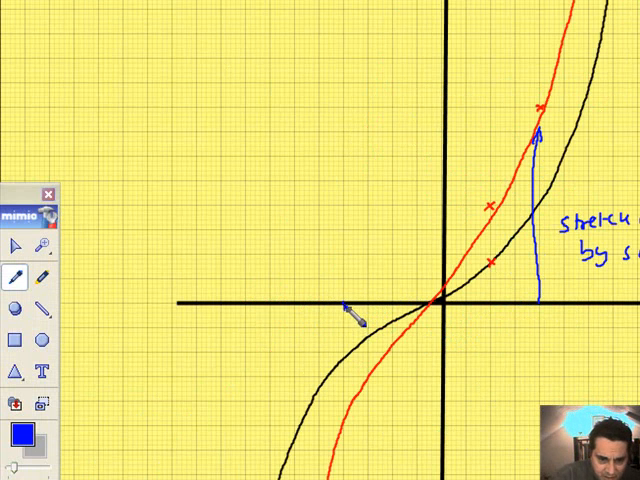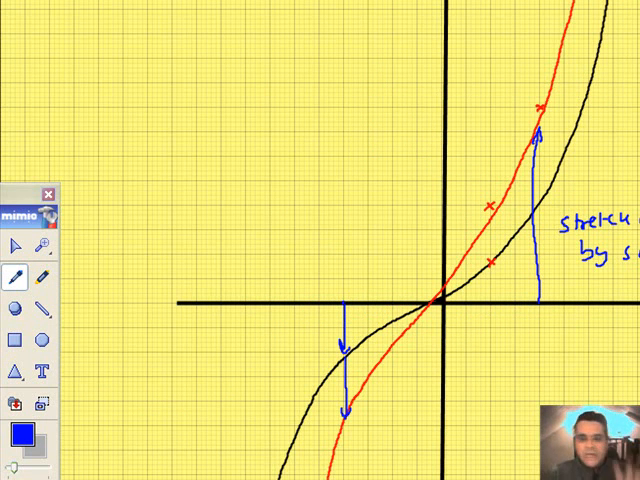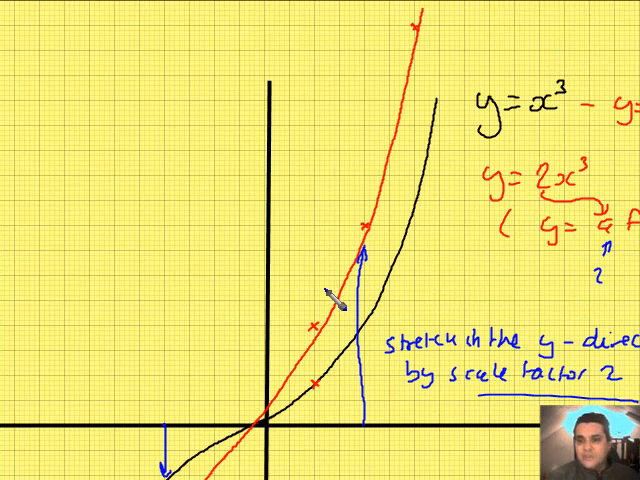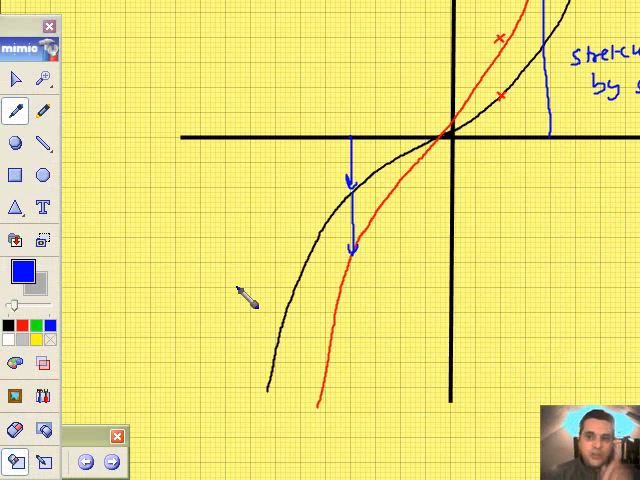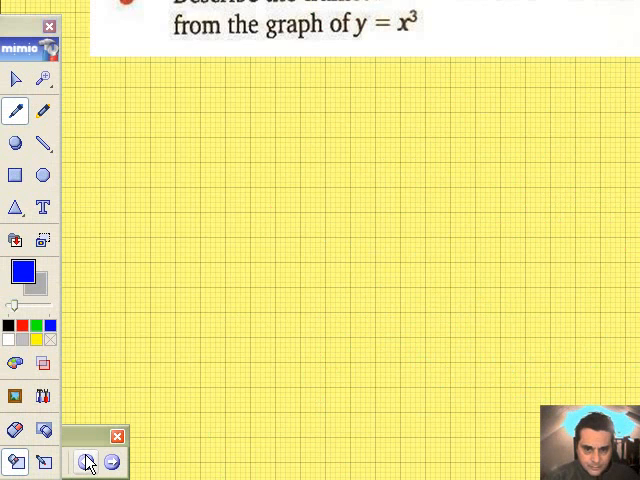Similarly here, from here to here are 2 squares, and from here to here, right there, is another 2 squares. In other words, I've stretched it by times 2 in both directions. I've taken the graph and gone like that, and that's what it is. It's a stretch in the y direction by scale factor 2, and that's my description. And my new equation, of course, is going to be y equals 2x cubed as opposed to just the 1x cubed. What's the next one?